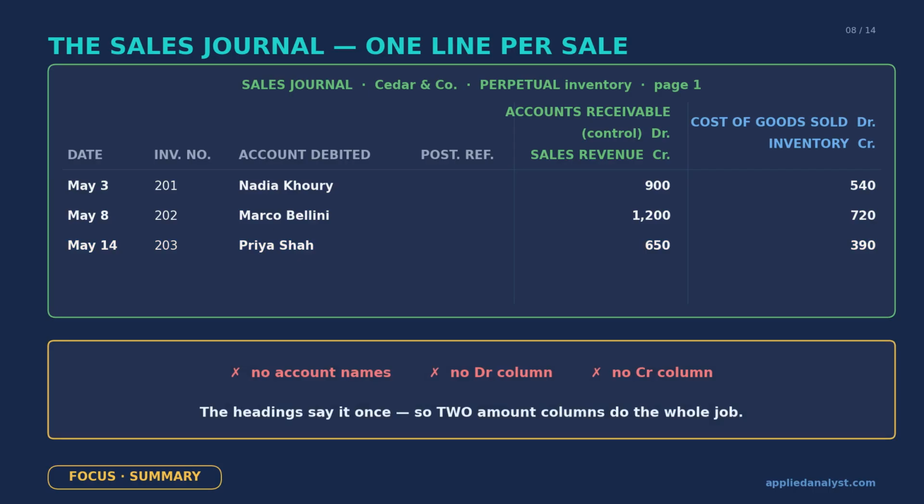Here is why it works. Every single credit sale hits the same 2 pairs. Always the same. Accounts receivable, the control account with sales revenue at selling price, and cost of goods sold with inventory at cost. The names never change, so we write them once in the headings. The headings say it once, and 2 amount columns do the whole job.